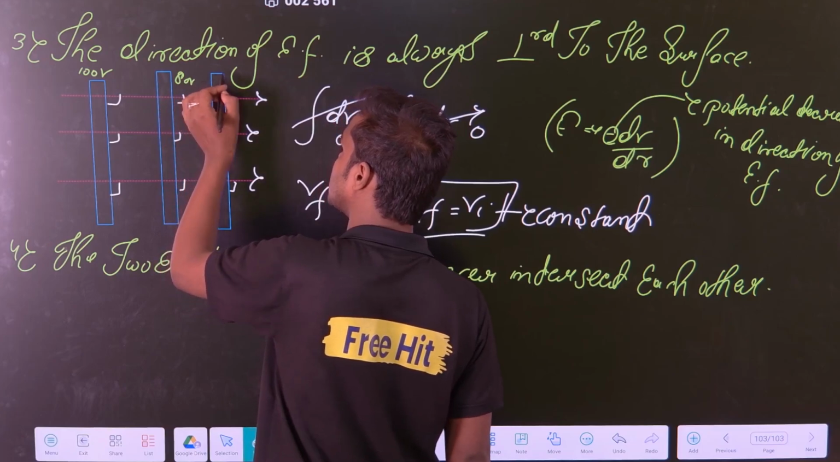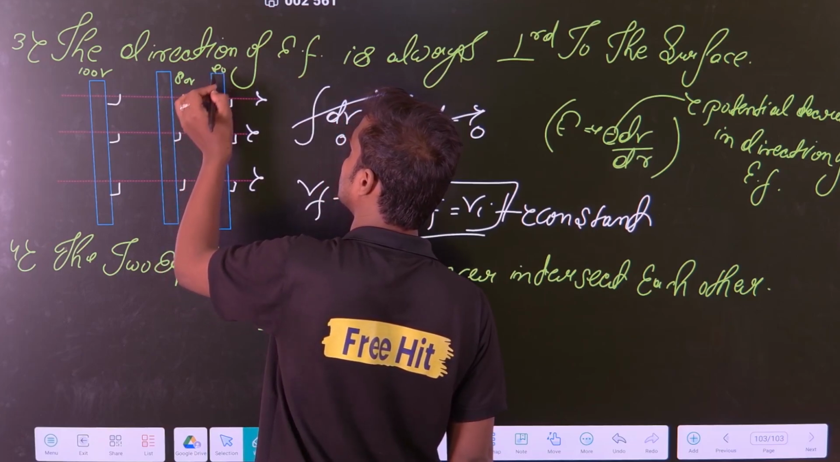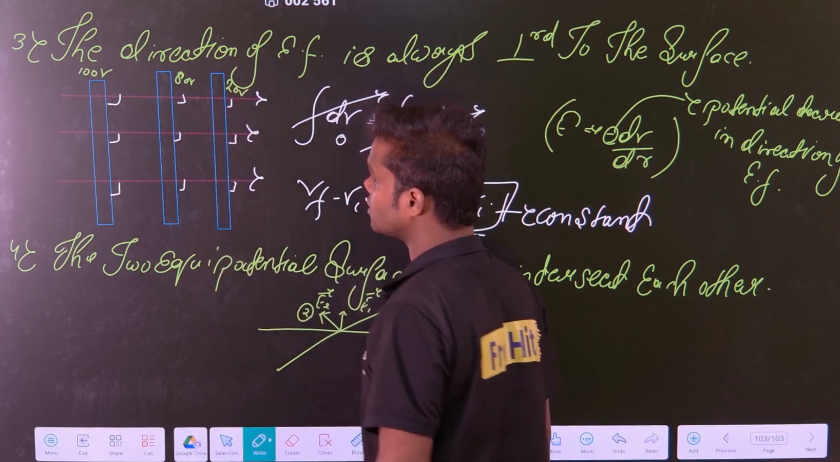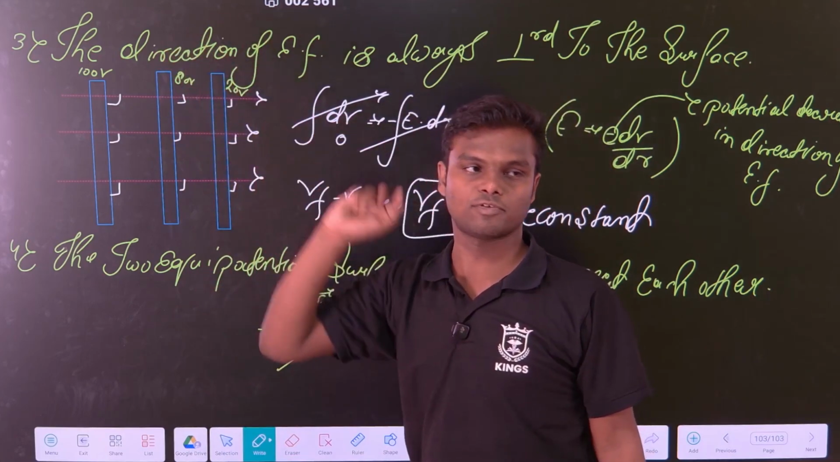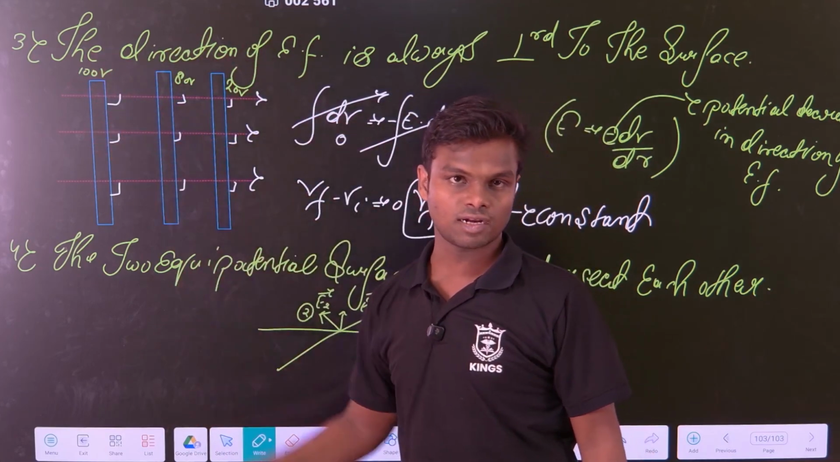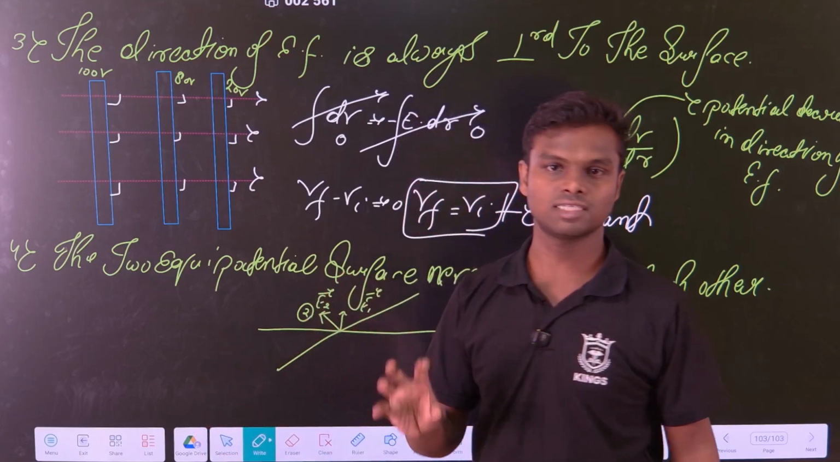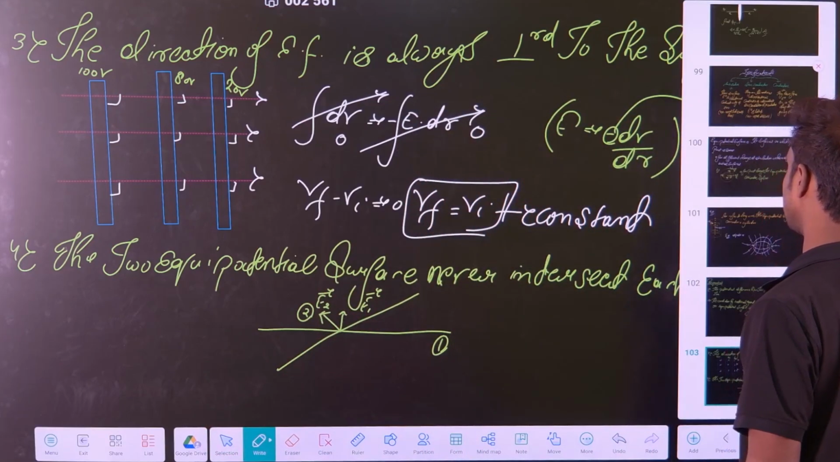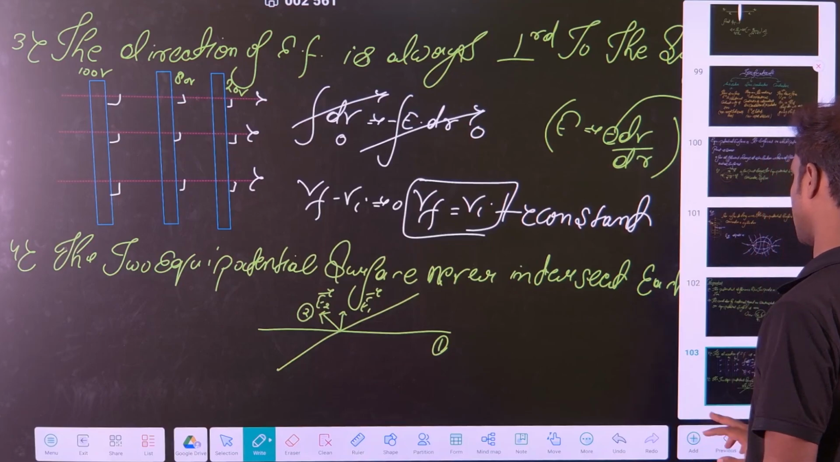And if it is 80, then it should be less than 80, suppose let us take 20 volt. It cannot be greater than 80, that is not possible. Here it cannot be greater than 100, that cannot be possible. So that is the case, okay? So these are the properties. I hope you understand what an equipotential surface is and the basic idea of an equipotential surface.